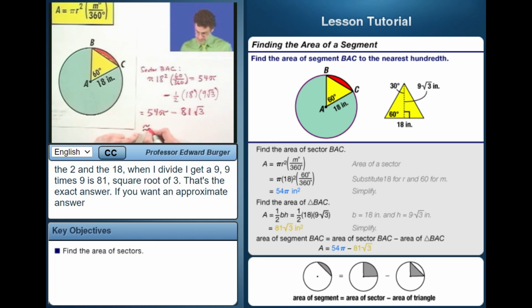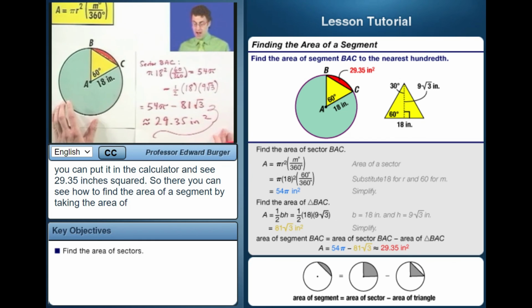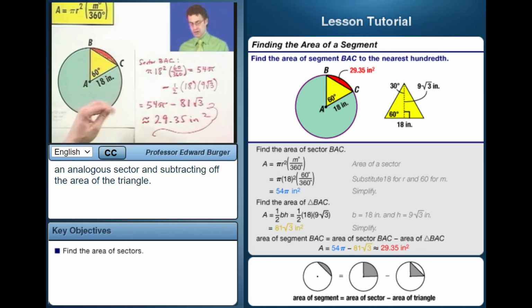If you want an approximate answer, you can put it in a calculator and see 29.35 inches squared. And so there you can see how to find the area of a segment by taking the area of the analogous sector and subtracting off the area of the triangle.